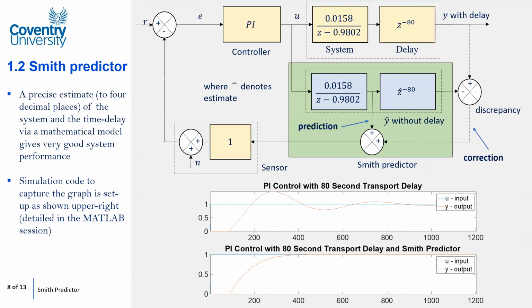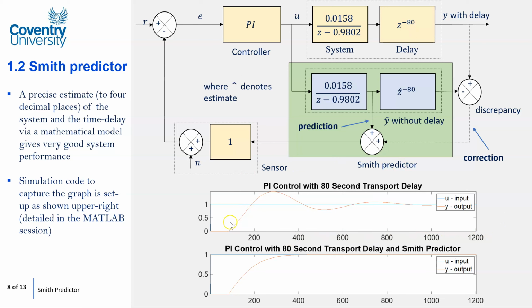So that's the same as this one here. So here we've got a transport delay of 80 samples. In this case, the sample interval is 1 second, so this is going to give us a delay of 80 seconds. And what I've got here now is the PI control, what we saw previously with the 80 second transport delay. So this graph here corresponds to the feedback control system without the Smith predictor.